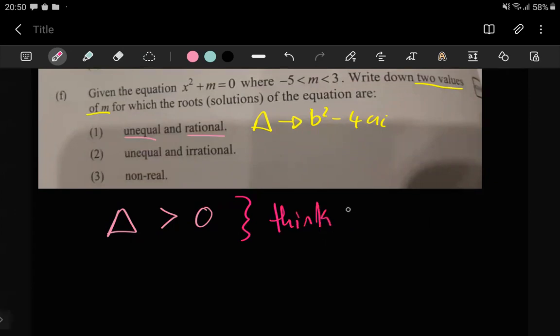Yes. Pardon? Oh, I said yes. Ooh, think of a perfect square.